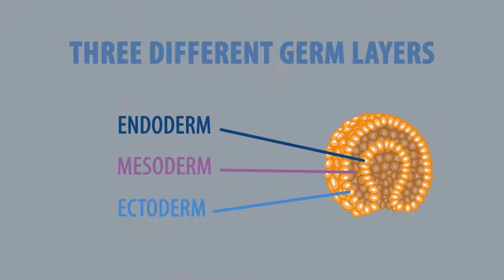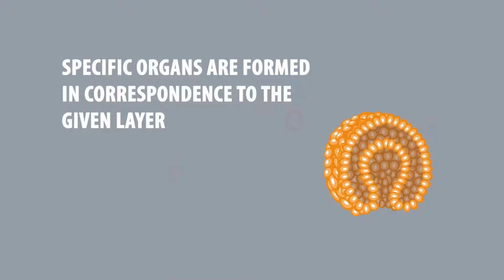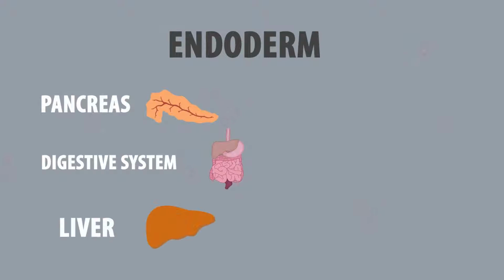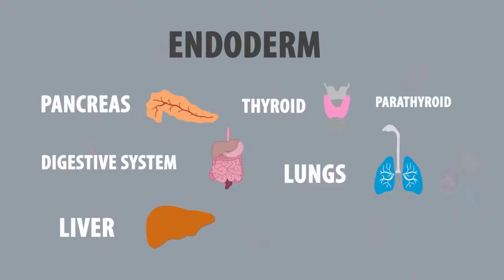In each of these 3 germ layers, specific organs are formed in correspondence to the given layer, and each organ builds a different protein. For example, in the first germ layer, the endoderm includes organs such as the pancreas, digestive system, liver, lungs, thyroid, parathyroid, and thymus.